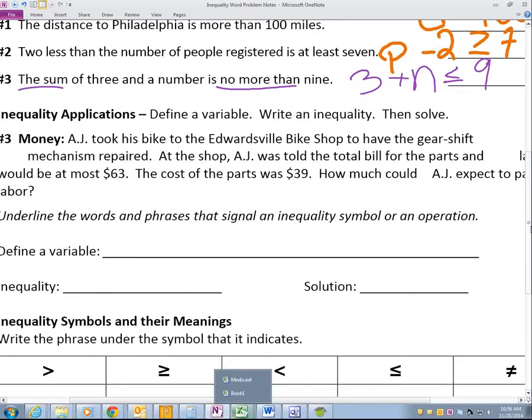The inequality applications. What you're going to have to do is define the variable, write an inequality, and then solve. AJ took his bike to the Edwardsville bike shop to have a gear shift mechanism repaired. At the shop, AJ was told the total bill of the parts and labor would be at most $63. The cost of the parts was $39. How much could AJ expect to pay for labor?